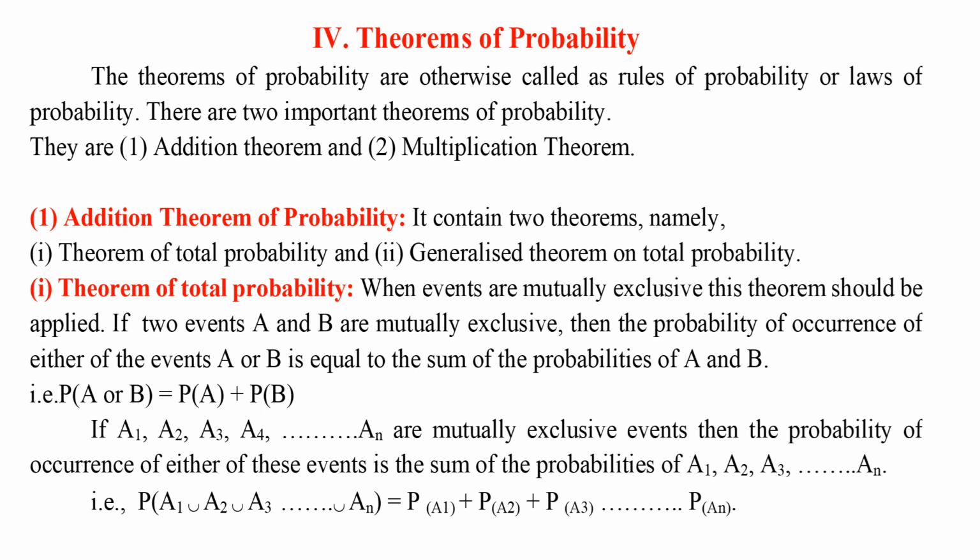1. Addition theorem of probability. It contained two theorems, namely: i. Theorem of total probability, and ii. Generalized theorem on total probability. i. Theorem of total probability.